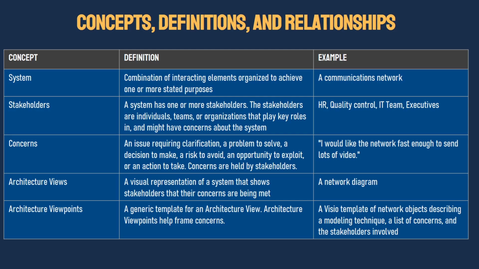Concerns are issues requiring clarification. This could include a problem to solve, a decision to make, a risk to avoid, an opportunity to exploit, or an action to take. Concerns are held by stakeholders. An example would be, I would like the network fast enough to send lots of videos. Architecture views are a visual representation of a system that show stakeholders that their concerns are being met. For example, there is a picture of a network diagram. See how we have designed it? Doesn't it look like it could transfer a lot of fast video?